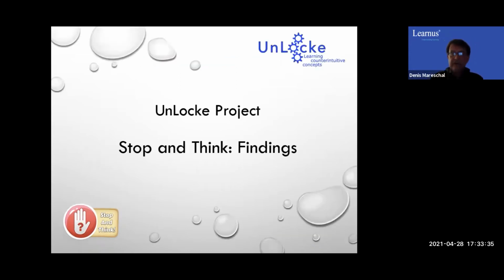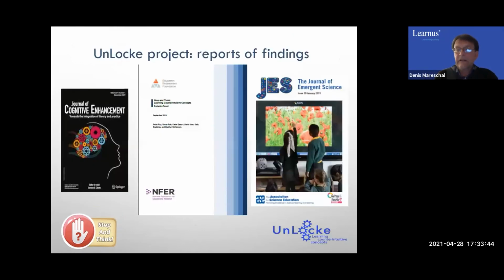Okay, so that was the intervention. What happened? Did it work? What were the conclusions and the lessons that we could draw from that? Let's start by saying that some of the details of this have been published in journals and publications that are accessible to everyone. The main report by the NFER is shown in the middle here, and you can download this from our UnLocke website or from the Education Endowment Foundation.